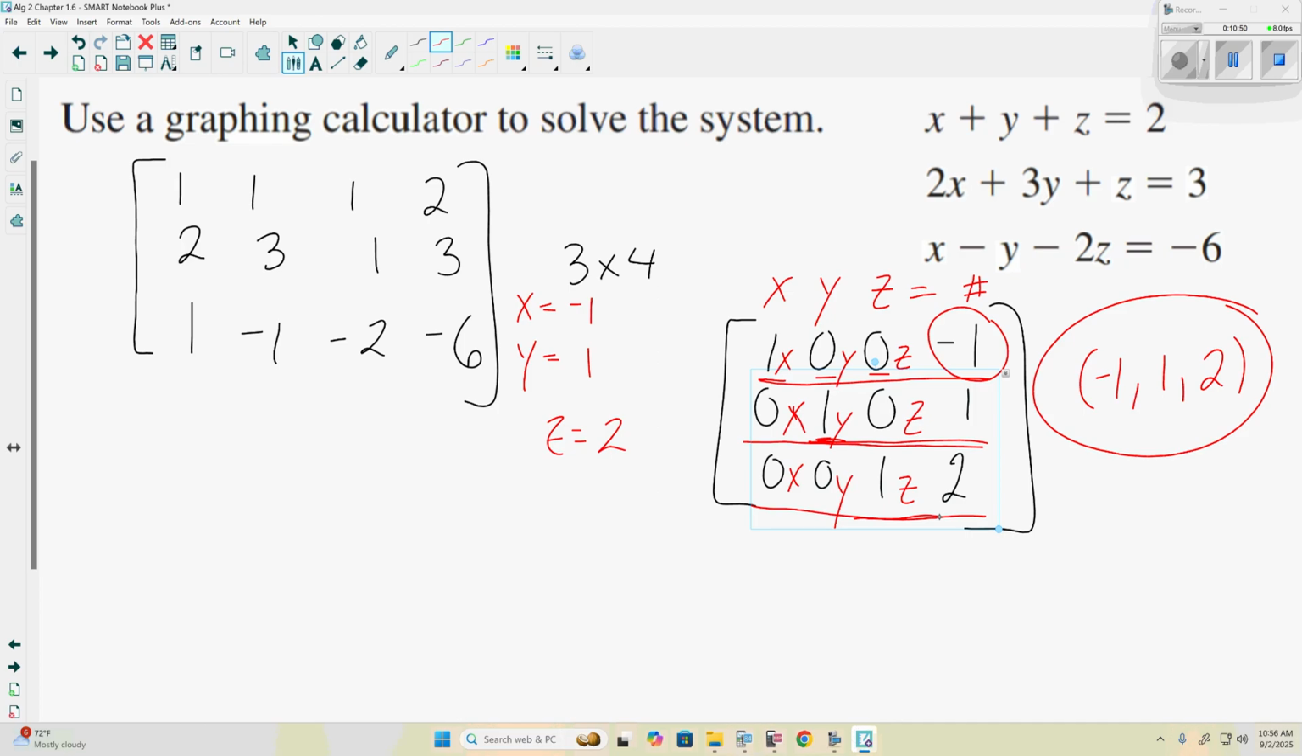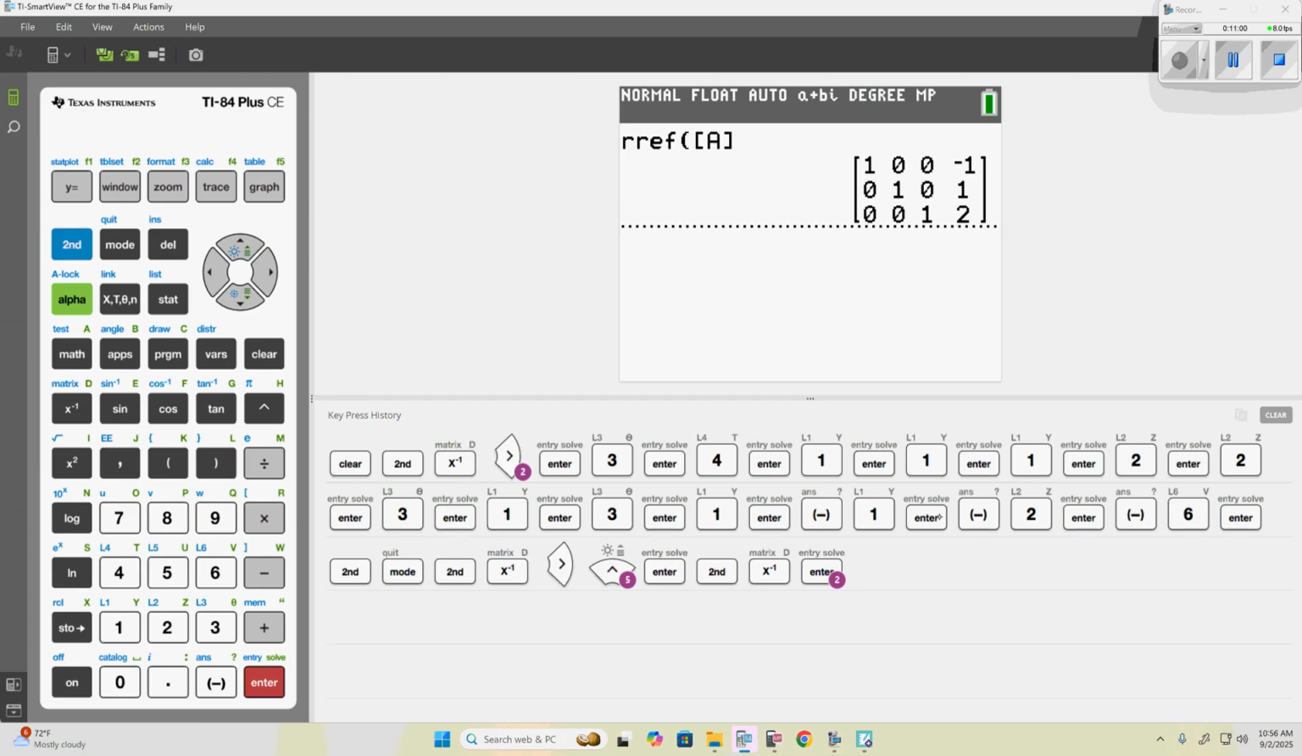Are you sure? What doesn't make sense? Because what did we do? Here it reduced it to this. So the left side we have 1, 0, 0, negative 1. The middle we have 0, 1, 0, 1, 0, 0, 1, 2. We good on this? This is what the calculator gave us, yes?